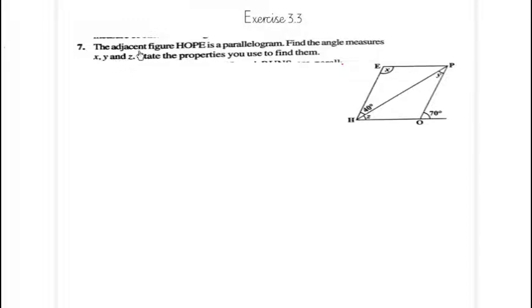Now come to question number 7. The adjacent figure HOPE is a parallelogram. It is already given. Find the angle measures x, y and z and state the properties you use to find them. Here x, y and z, three angles are given whose measurement we don't know. We have to find it out by using the properties that we have discussed already.